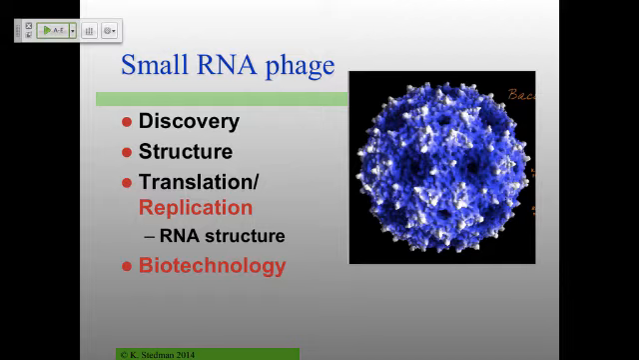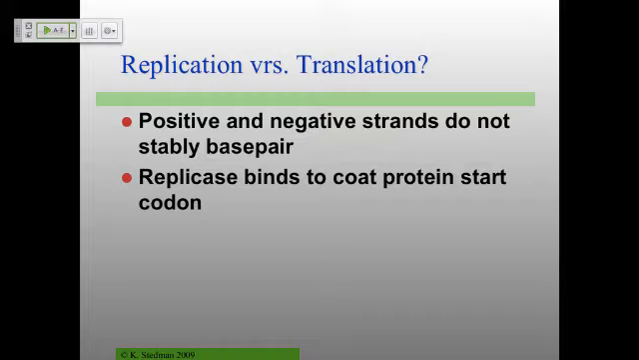So this is the same slide that I had last time, having to do with replication versus translation. The positive strands and negative strands, because of the really stable secondary structure, particularly in the positive strand, don't bind to each other, and so when you've made your negative strand, i.e.